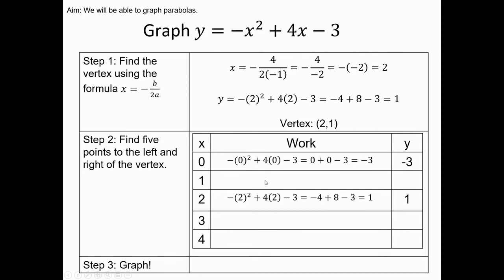Let's put in the number 1. So now it's the same formula, just the x's become 1s. 1 squared is 1, but there's a negative on the outside, so it's a negative 1. 4 times 1 is 4, minus 3, and that gives us 0.